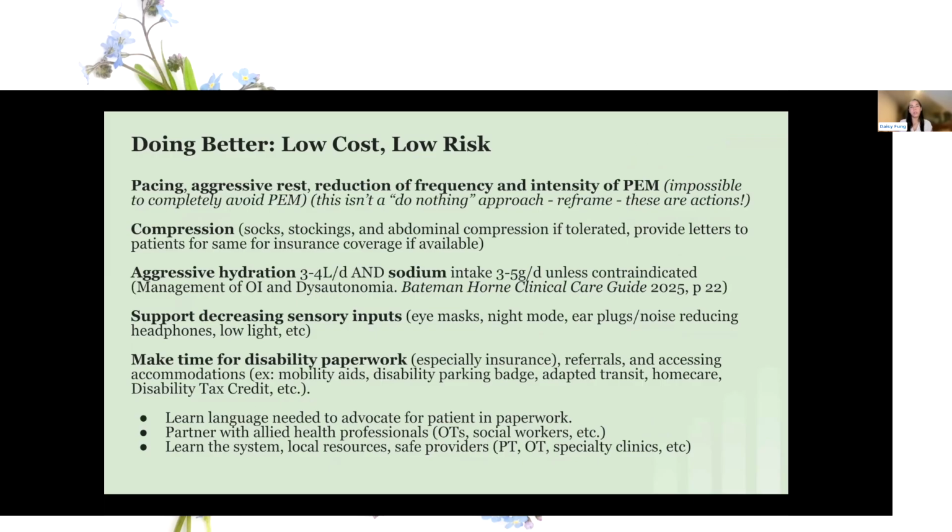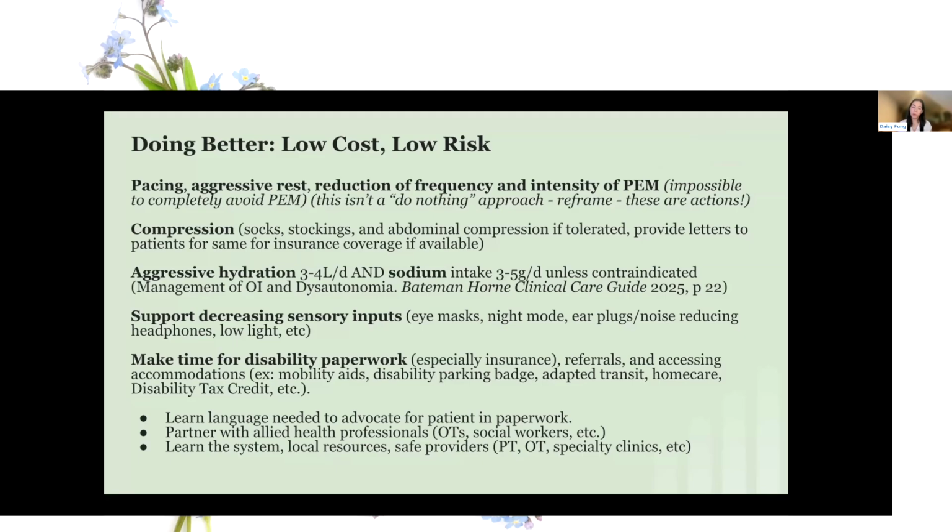The next slide here is focusing on what can we do that are not medications. So pacing, aggressive rest. One of the things I talk about is it's not doing nothing, which carries with it guilt and grief with that as well. But rest is something. Rest is a thing we're doing, an action, a choice, a treatment. We want to reduce the frequency of PEM. We can't avoid it. We want to reduce the amount of harm it's going to do so that we can do the things that we've saved our spoons up for.